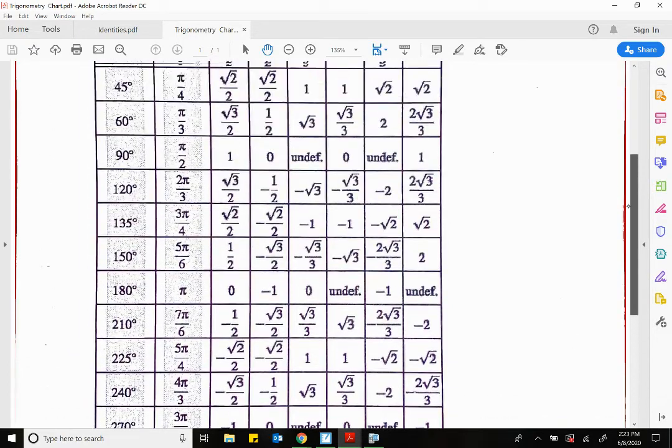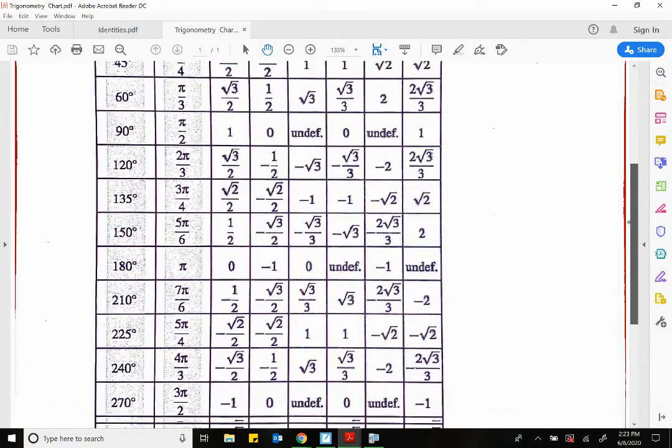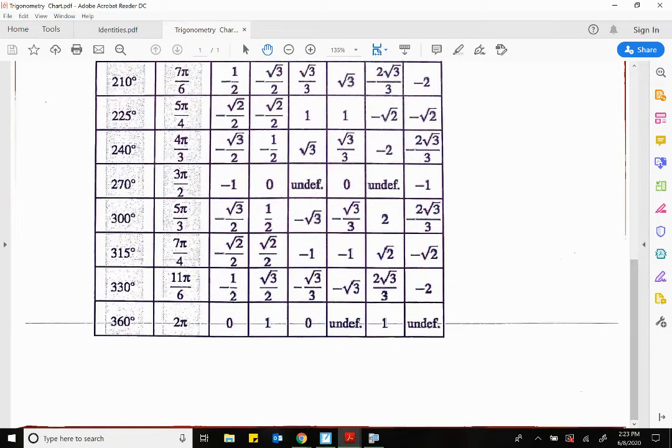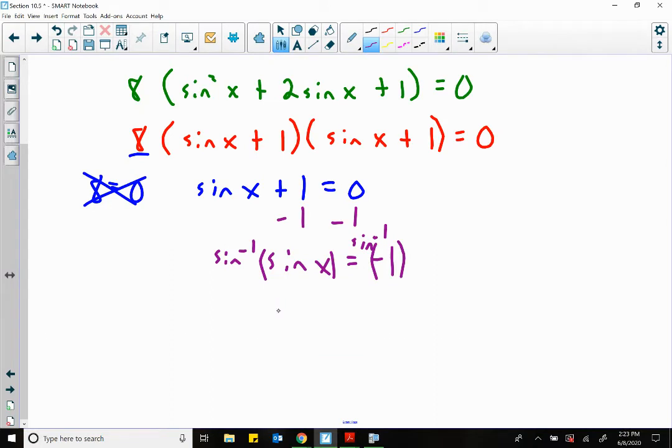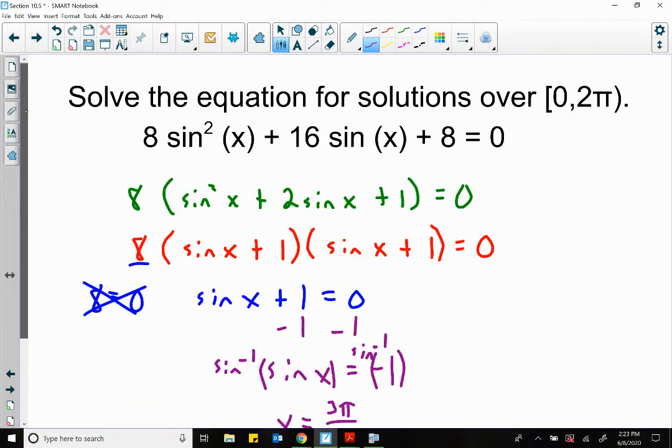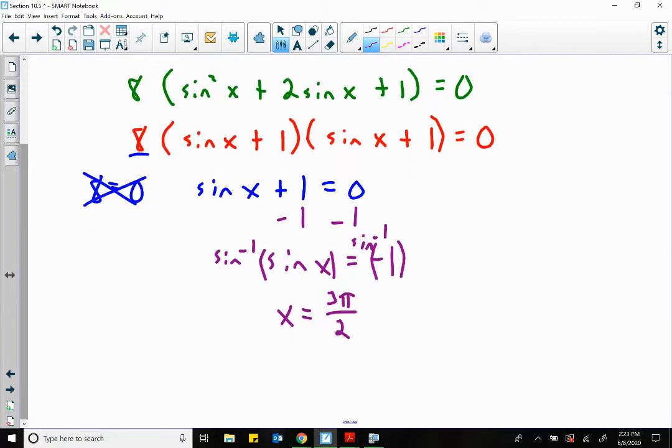I don't think there's any other. Just double checking. Nope, that's it. 3 pi over 2. So sometimes it's okay, and you will end up with only one answer. 3 pi over 2. And it did want it in radians, right? Yeah. There we go. Okay. All right. So let us continue on.